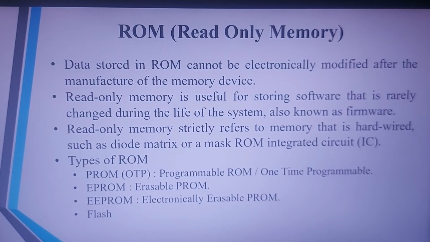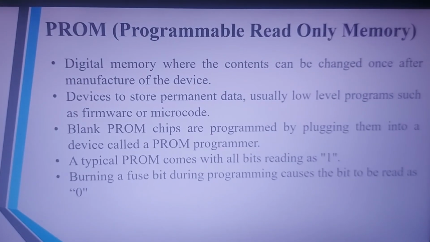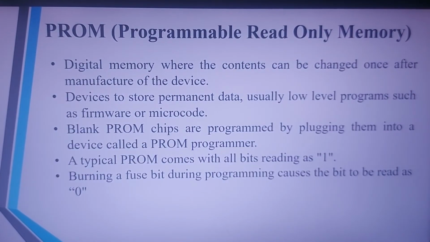First is PROM, that is programmable ROM, also sometimes referred to as one-time programmable. Then EPROM, that is erasable and programmable ROM. Then EEPROM or E2PROM, which is electrically erasable and programmable read-only memory. And the last one is flash. We'll see each one of them one by one. So the first one is programmable read-only memory.